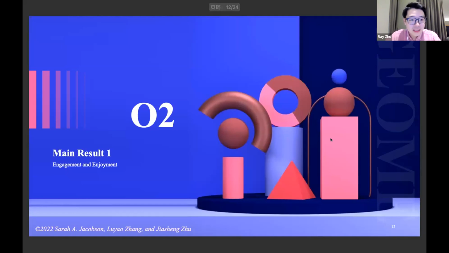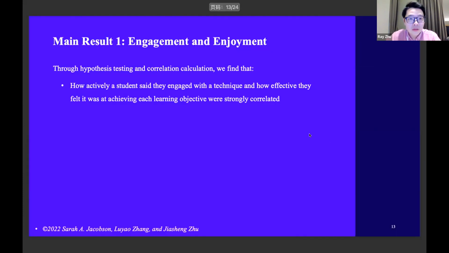Let's discuss the first main result, which is about engagement and enjoyment. Through our hypothesis testing and correlation calculation, we found that how actively a student said they engaged with a technique and how effective they felt it was at achieving each learning objective were strongly correlated.